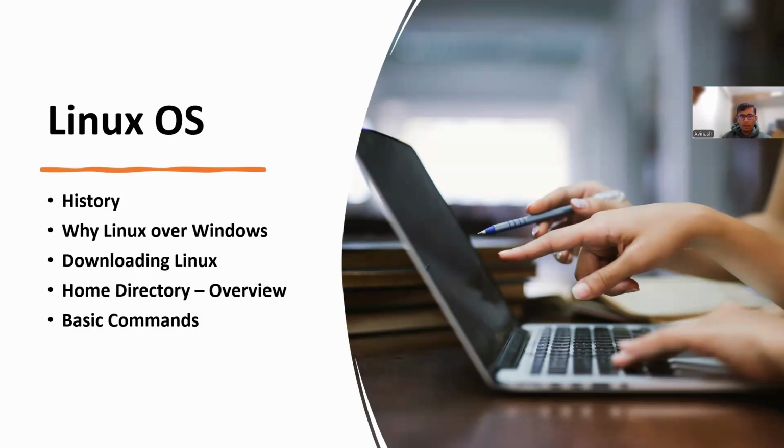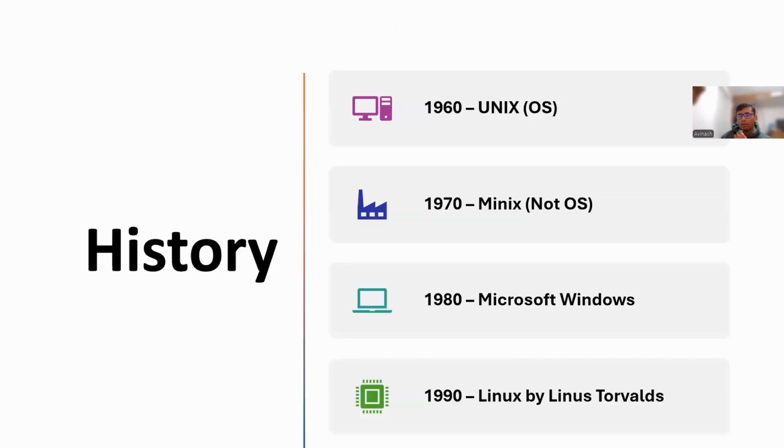Let's get started. All right, a quick history lesson. In the 1960s, there was this open source operating system called Unix, which was pretty famous back in the day. And in the 1970s, there was one more operating system called Minix, which was based on Unix, but it was not completely open source. It was licensed.